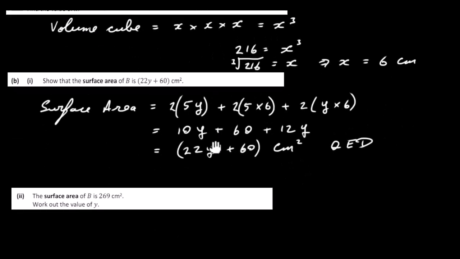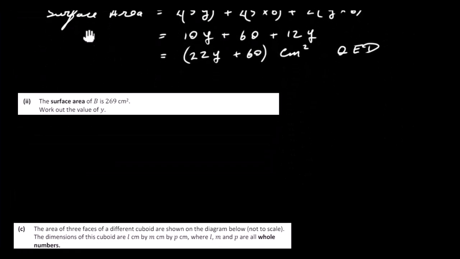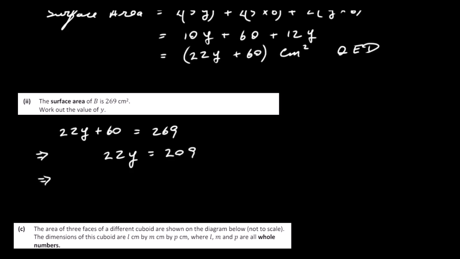Okay, so let's have a look at the next one. The surface area of B is 269 centimeters squared. Work out the value of y. Well, we know that 22y plus 60 must be equal to 269. So all we've got to do is solve for y. So 22y is equal to, just subtract 60 from both sides. That gives you 209 on this side. And then divide by 22 on both sides, and you get 9.5 centimeters.